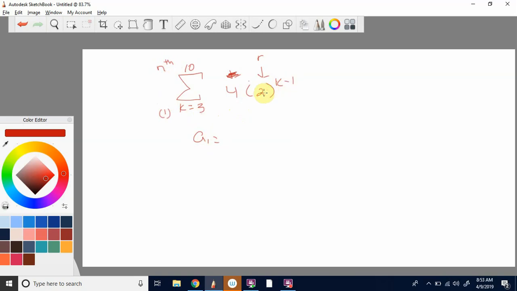So 3 minus 1 is 2. 2 squared is 4, times 4. So a sub 1 is 16. We know r is 2, and n is 10 minus 3 is 7 plus 1 is 8. So I have 8 terms between the 3rd and 10th place. Okay, so here's my formula. So now I can just put it in here and do 16 minus 16 times 2 to the 8th power over 1 minus 2. Again, don't forget order of operations. So when we multiply this out and subtract it and divide it, we end up with 4,080.